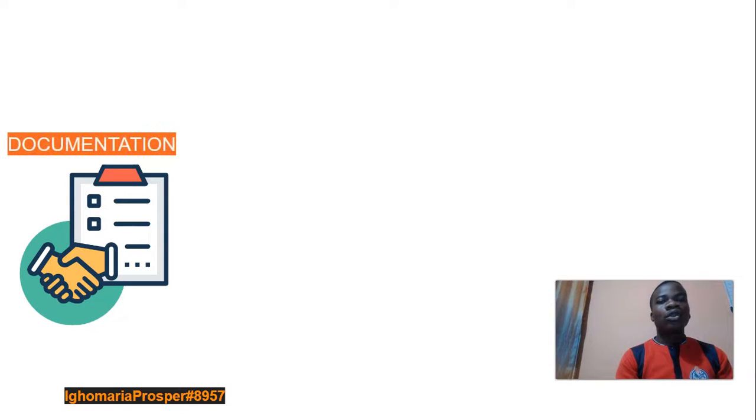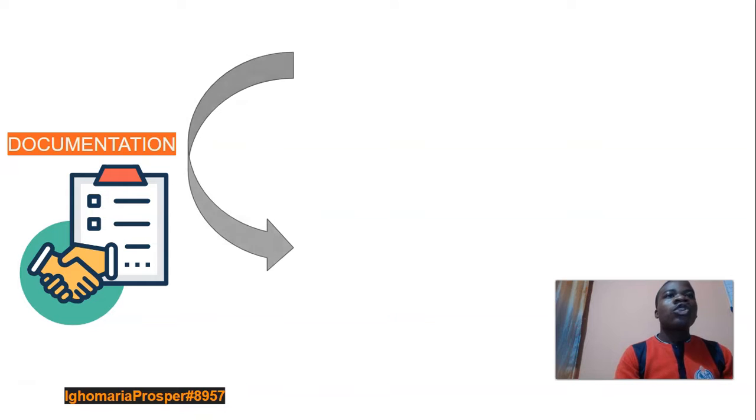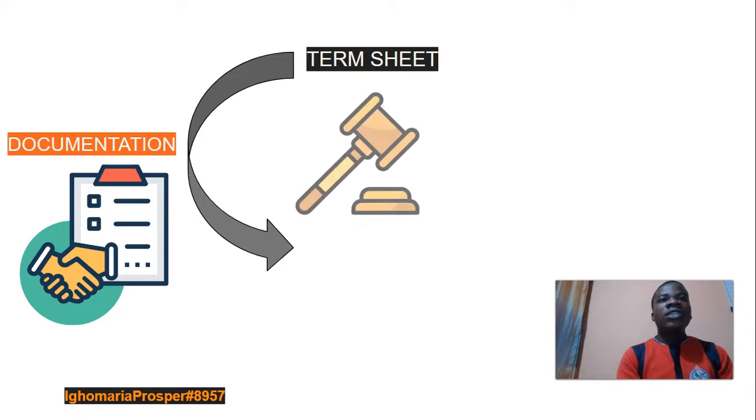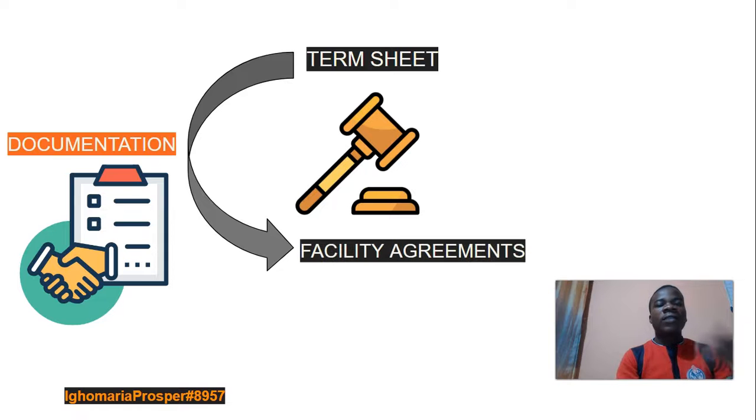And the next thing we'll talk about is documentation. After you've sat down and sorted every single piece, the lender, the borrower, everything, you want to bring a term sheet. What differentiates a term sheet from a facility agreement is the legally binding aspect. A term sheet is not a legally binding document, it's basically a document that outlines every single thing. So you bring it and every single person goes through it and says, okay, I'm okay with this, include this, include that. Once you finalize that, you can now bring it to the facility agreement. The facility agreement is the legally binding document that both parties, the lenders and the borrower, put their signature to. And that one is enforceable in a court of law.